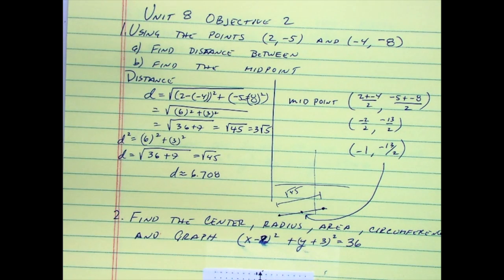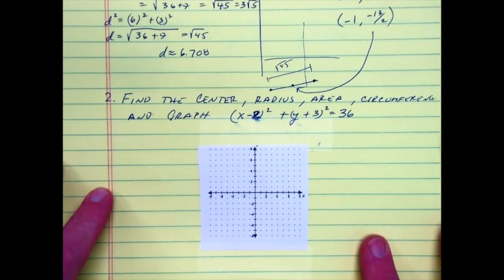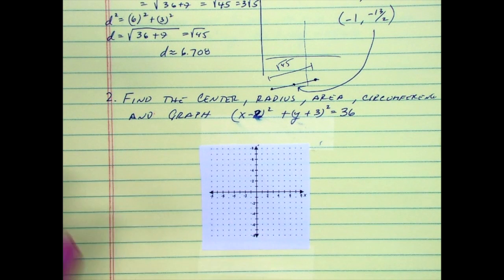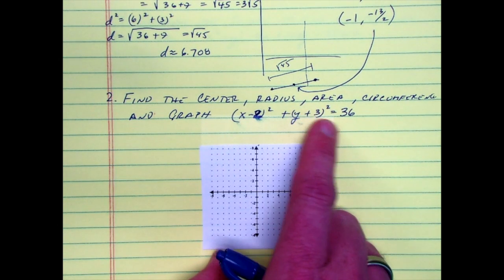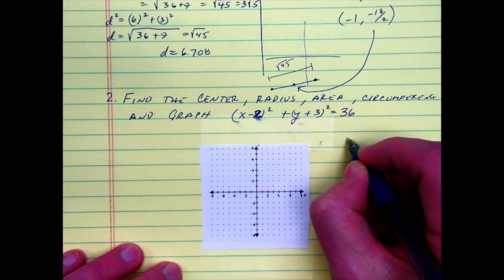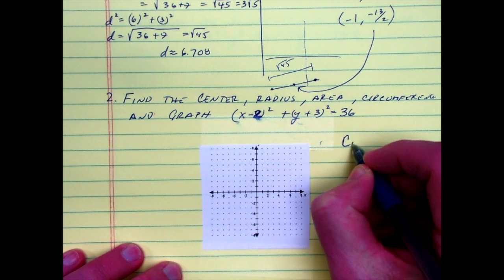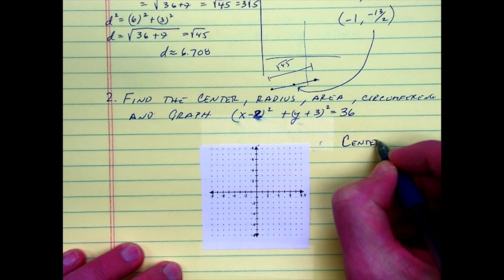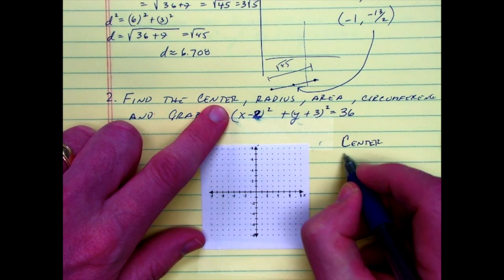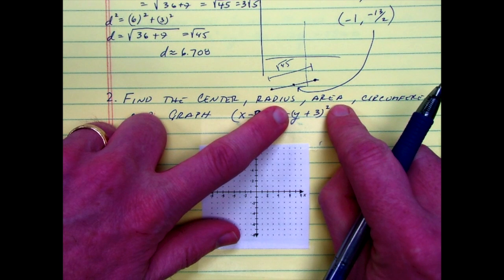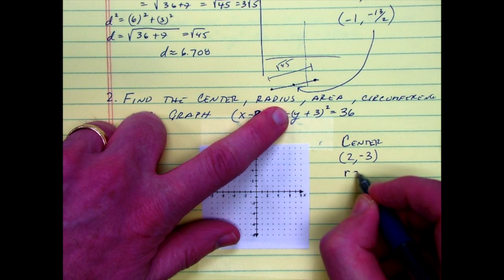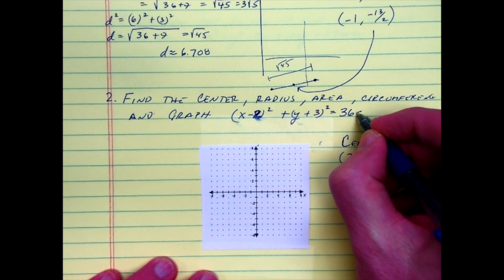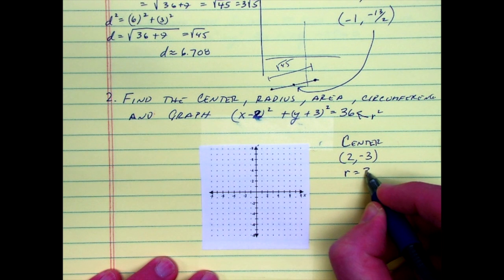All right, so on number 2, we're going to find the center, the radius, the area, and the circumference, and we're going to graph it. Okay, I had to tape over this, so it says x minus 2 squared plus y plus 3 squared is 36. So based on that, the center of our circle is the value that makes each of those 0. So our x-coordinate is 2, and our y-coordinate is negative 3. Our radius is the square root of 36, because this is r squared, so the radius is 6.